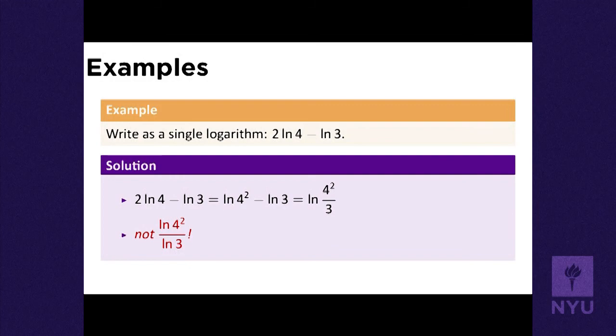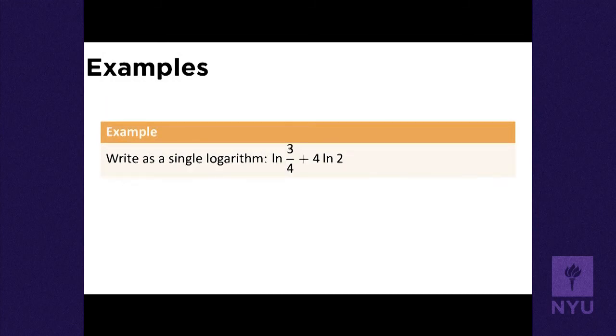Write this as a single logarithm: natural log of 3/4 plus 4 times natural log of 2. The log base a of x to the r is r times log base a of x. So I'll back it up and show you. It's this one right here.